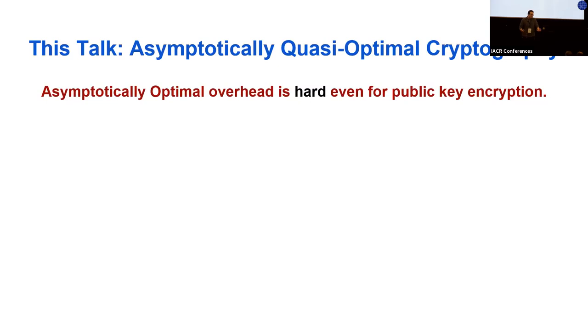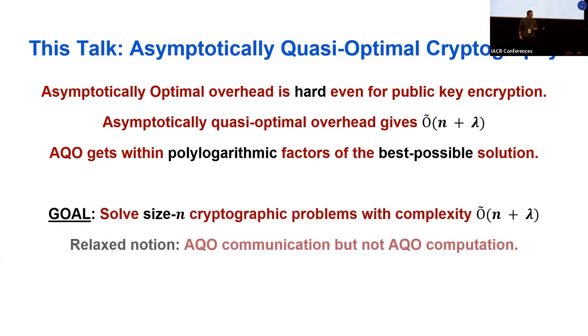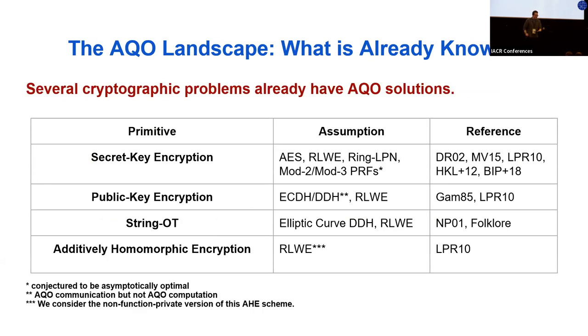So the problem is that asymptotic optimality is actually quite hard to achieve. We don't even have heuristic constructions for public key encryption. So we're going to settle for asymptotic quasi-optimal overhead, which is O tilde of n plus lambda. So we're going to allow for polylog factors, but this is going to get us within polylog factors of the best possible solution. So this is our stated goal: solve size n cryptographic problems with O tilde of n plus lambda complexity. So what was known before this work?